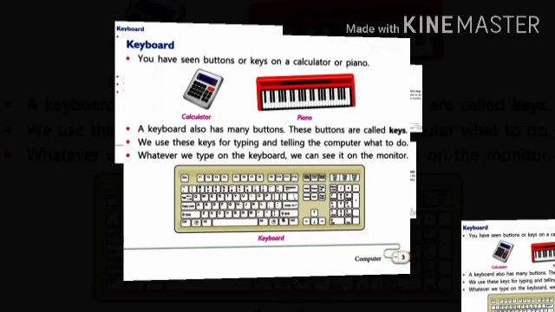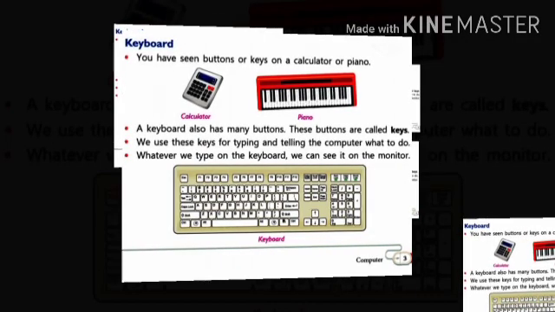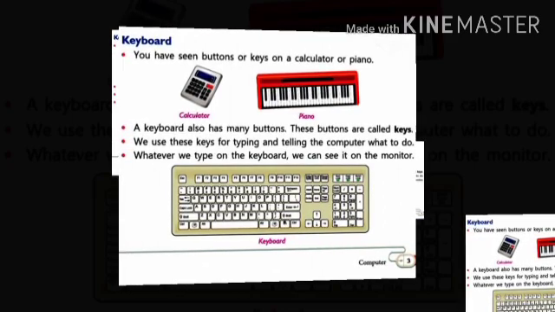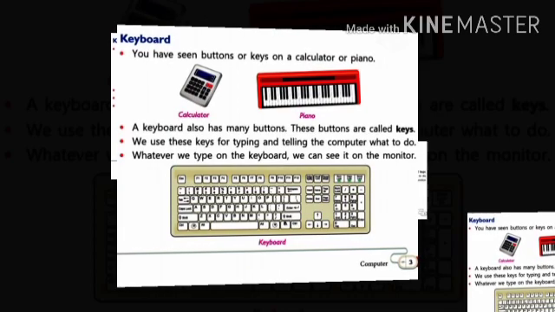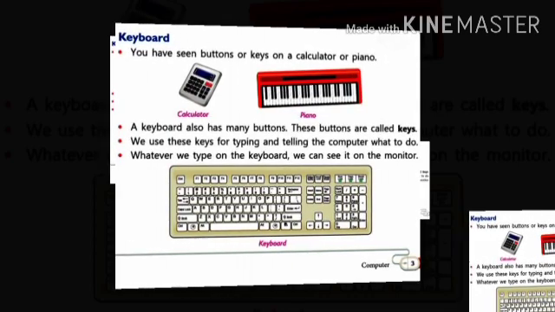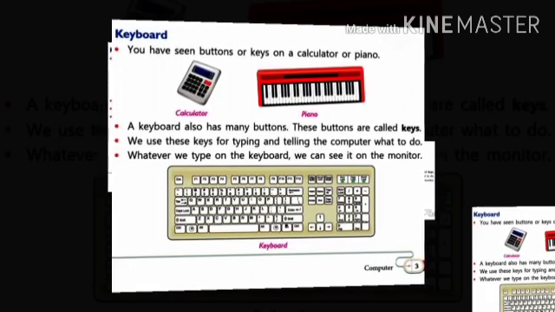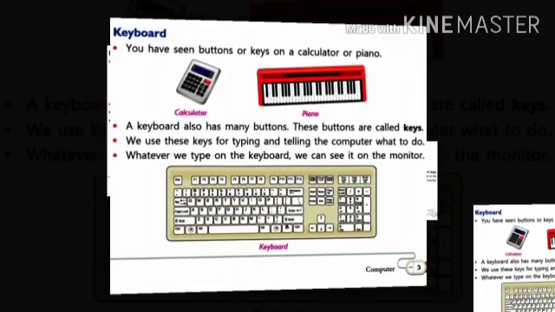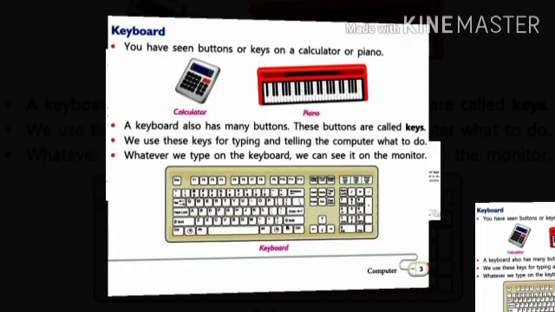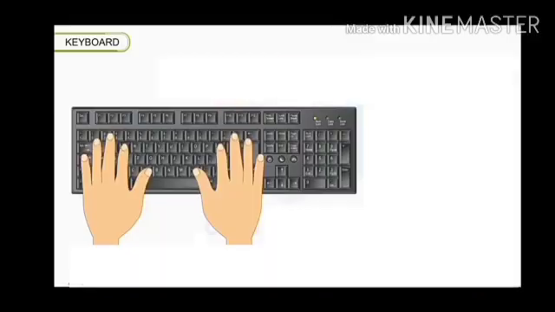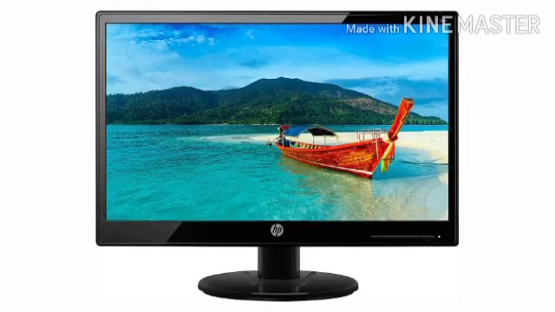Let's read about keyboard. You have seen buttons or keys on a calculator or piano. See, there's the picture of calculator and piano in your book. A keyboard also has many buttons. These buttons are called keys. We use these keys for typing and telling the computer what to do. Whatever we type on the keyboard, we can see it on the monitor. So children, whatever command we will give the computer through the help of keyboard, we can see it on the screen of the monitor.